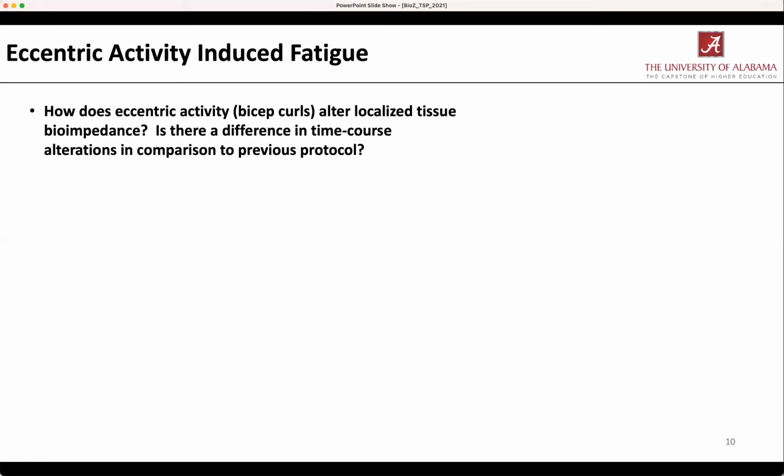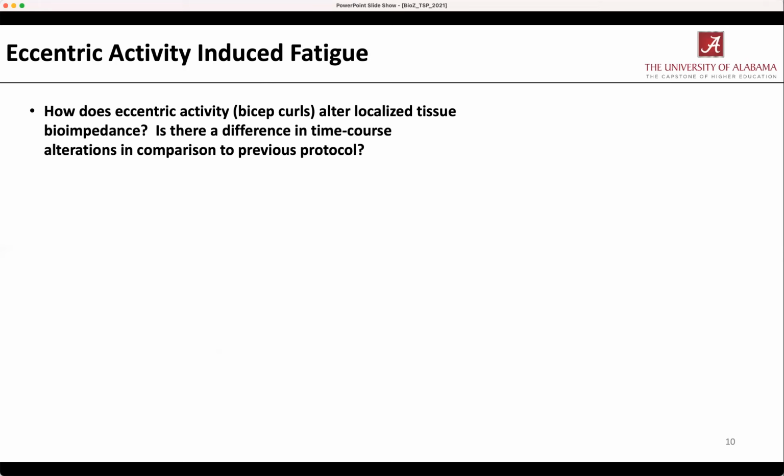So next we explored an eccentric activity protocol. Eccentric activity is when you are generating force but your muscle is being lengthened. So it's not enough force to counteract the activity you're trying to do. While you're generating force and trying to contract that muscle and move something, it's actually being lengthened. So think of lowering something very heavy that's heavier than you can normally lift. You can slowly lower it, but you could never lift it.